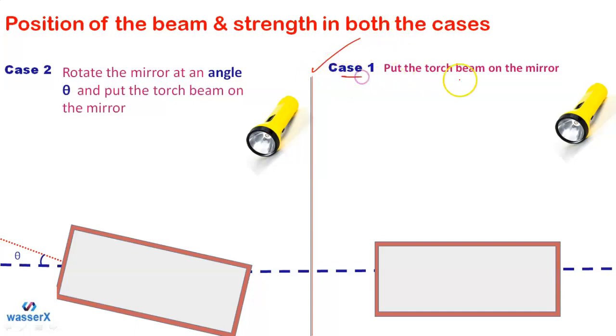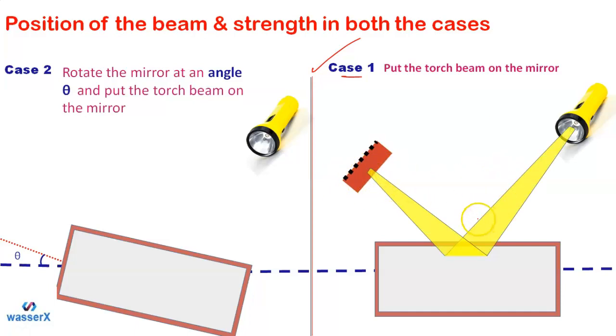So this is case number 1. Put the torch beam on the mirror. So I'm here putting the torch beam on the mirror. This is the first case. As you can see properly the position of it, its focus, its brightness, and its wideness as well. Let me show you the second case.